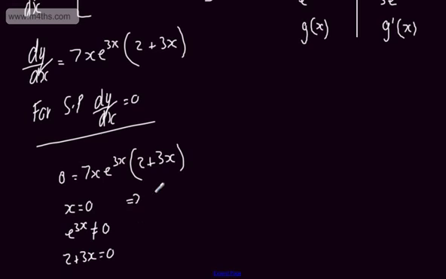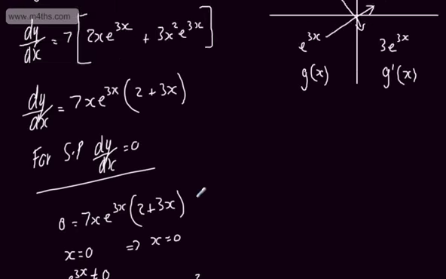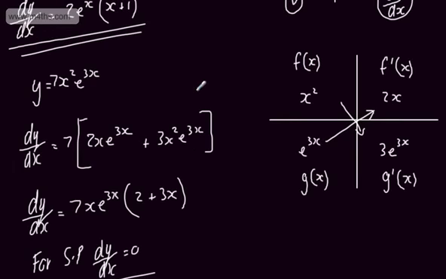So this gives us that we're stationary when x is equal to 0, assuming the function is defined for x is 0. And then this one would be that x would be equal to minus 2 over 3. So they're the x coordinates of where this particular function would be stationary. So all we've done is use the product rule and then moved it on from there.